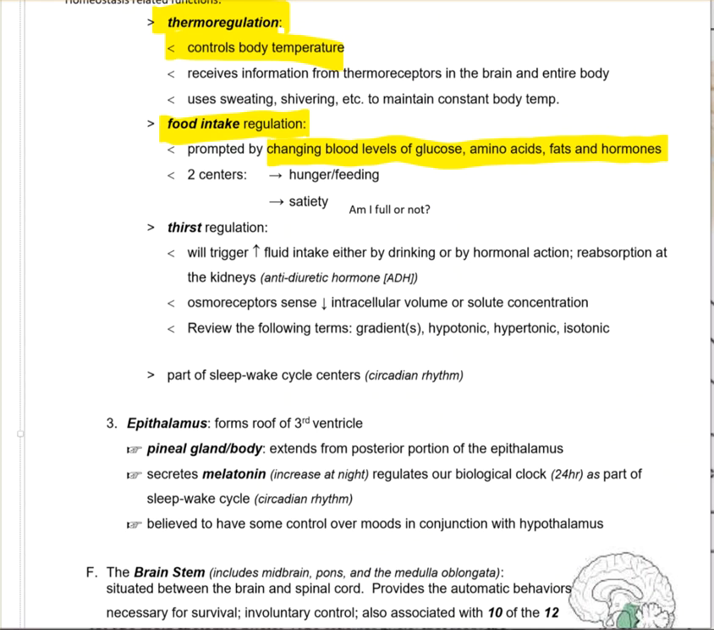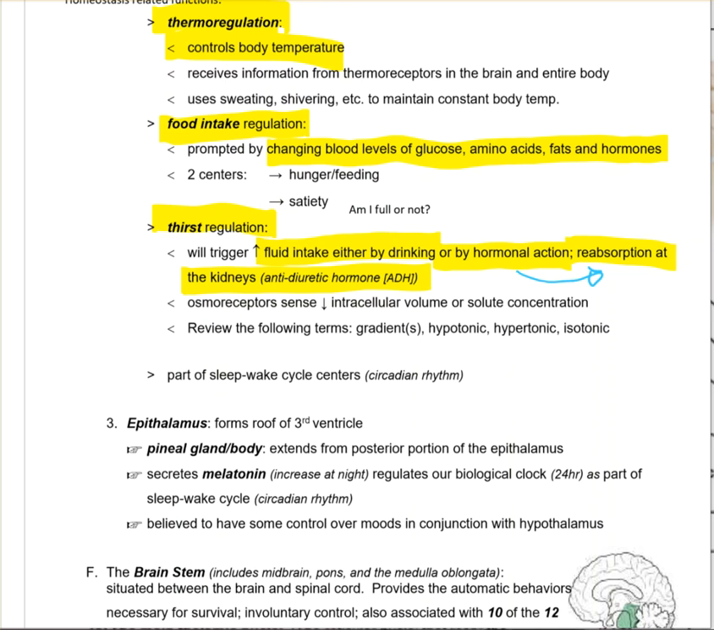The third one is thirst regulation, and this will trigger fluid intake either by drinking more fluid or by hormonal action. And what the hormonal action does is to reabsorb water at the kidneys, all right? And ADH, antidiuretic hormone, is part of this. We'll talk about that another time, but it's actually produced in the hypothalamus and released by the posterior pituitary.